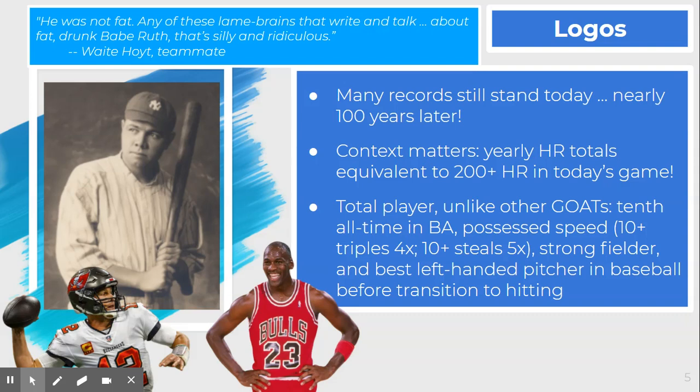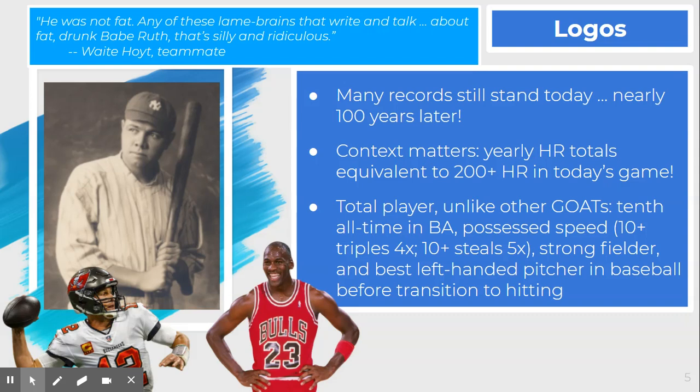Lastly, I might try to say, you know what? He's not given enough credit for the total player that he really is. How a lot of people just think of him as this fat home run hitter, see the quote at the top, and that really doesn't do justice to the total player that he was. He hit for average. He possessed speed. He was a strong fielder. And perhaps most compelling, he was the best left-handed pitcher in baseball before transitioning to become a hitter.